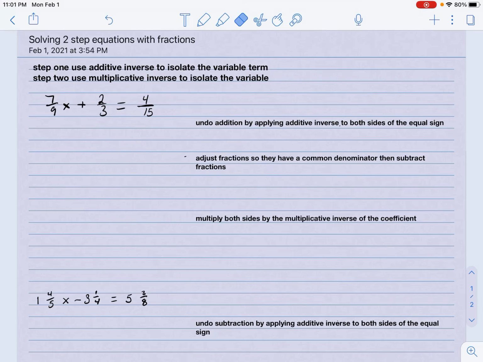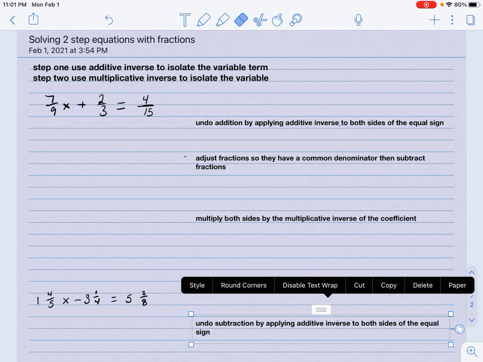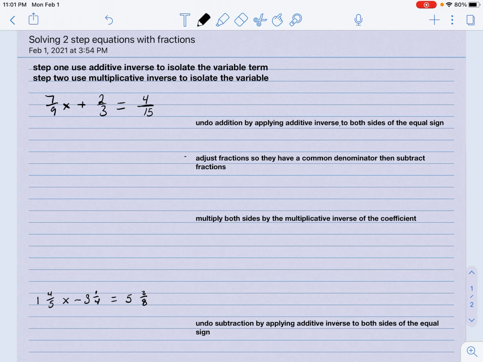All right, so solving two-step equations with fractions. Once again, we're going to be combining the one steps with fractions into two steps. So we've got 7/9 x plus 2/3 equals 4/15. First step, just like on two-step equations, you're going to use the additive inverse to get rid of the constant. So here, plus 2/3, we want to minus 2/3.